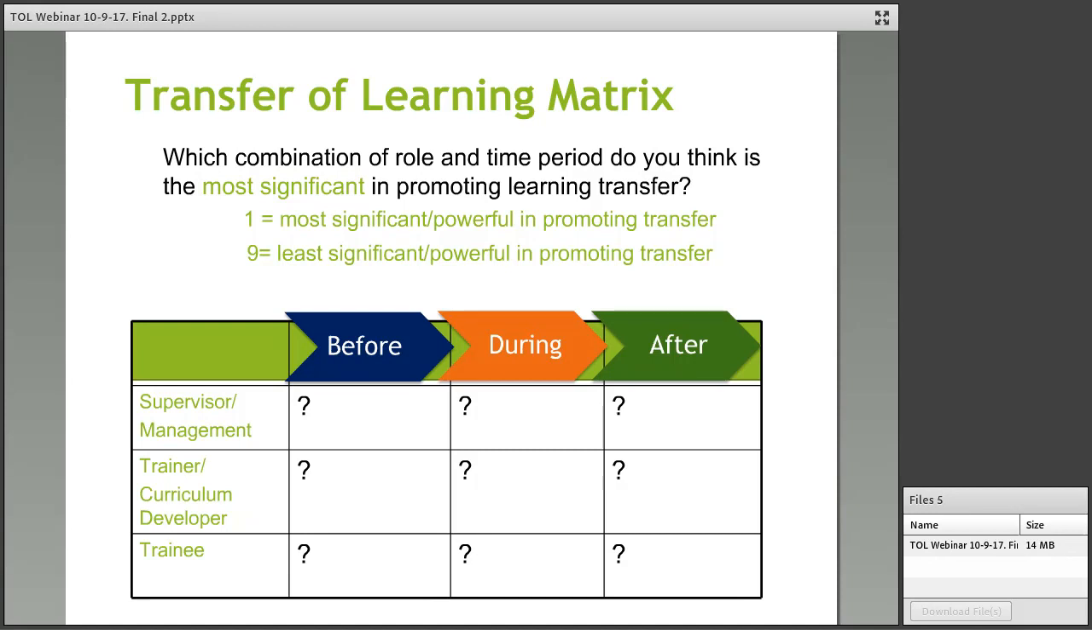Just type it in. So Lisa, you're asking that folks take the numbers 1 through 9 and place them in the box that they think most corresponds with the most to the least powerful in promoting transfer, right? Right. So I'd have all 9 boxes completed with 1 number each. Is that right? Correct. Okay. Yep. So where would you put number 1? Feel free to share in the chat box your guess for number 1.